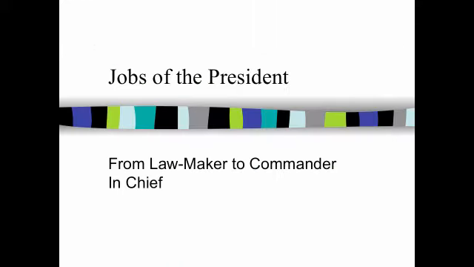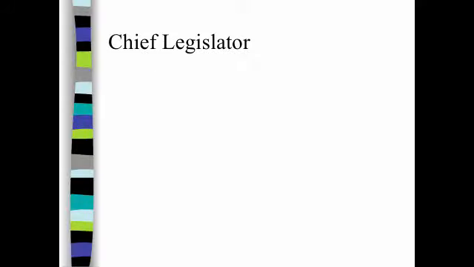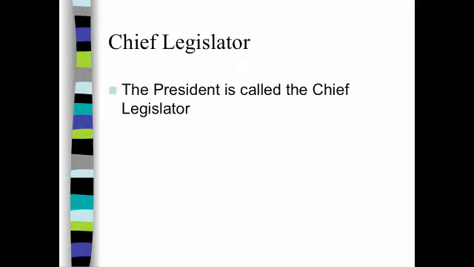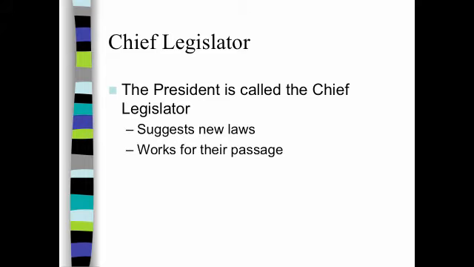Let's go into the powers of the president and what they can and cannot do. First, one of the titles of the president is that they are the chief legislator of the country. They are given this title because they are able to suggest new laws and work for their passage.